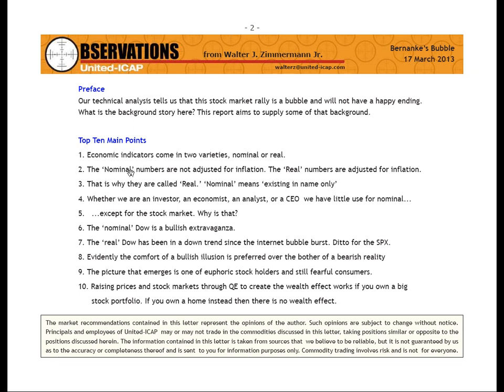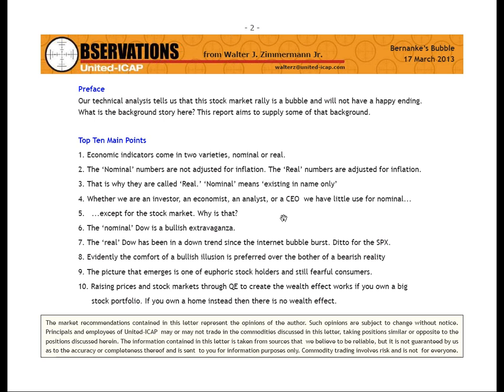Nominal, the word nominal means existing in name only. So economic indicators not adjusted for inflation clearly don't have much value, otherwise they wouldn't be called nominal. And the numbers adjusted for inflation are called real. No accident there, the real numbers.